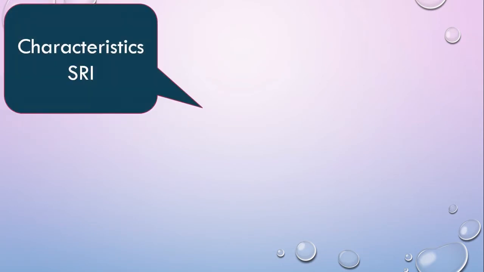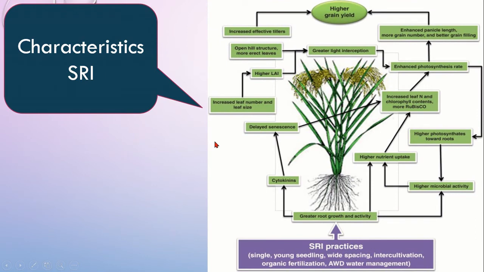So what are the characteristics of SRI? If you have a look at this picture of the plant, you can find characteristics like higher grain yield, increased effective tillers, higher open hill structure, more effective leaves, delayed senescence, and higher nutrient uptake from the land. So this is all about the characteristics of the SRI method from a crop or rice plant.